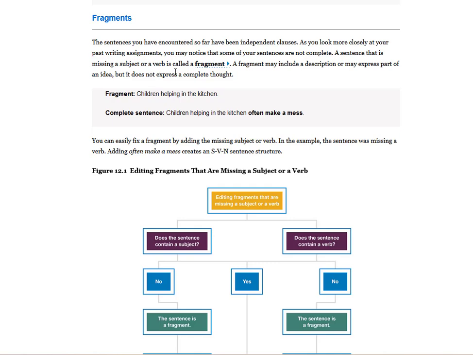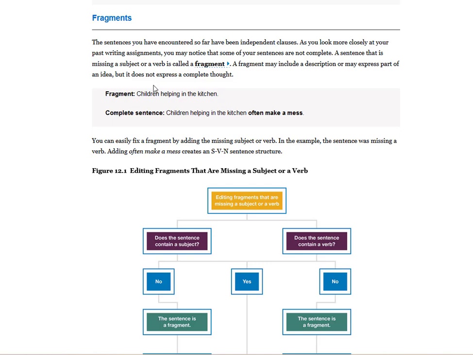So what is a fragment? A fragment may include a description or may express part of an idea, but it does not express a complete idea. Children helping in the kitchen. Fragment. Children helping in the kitchen often make a mess. So that is a complete sentence.